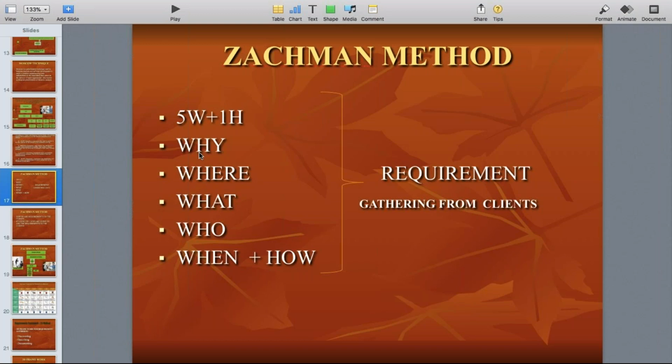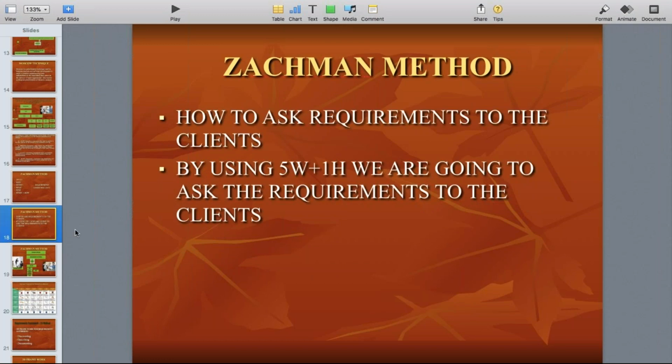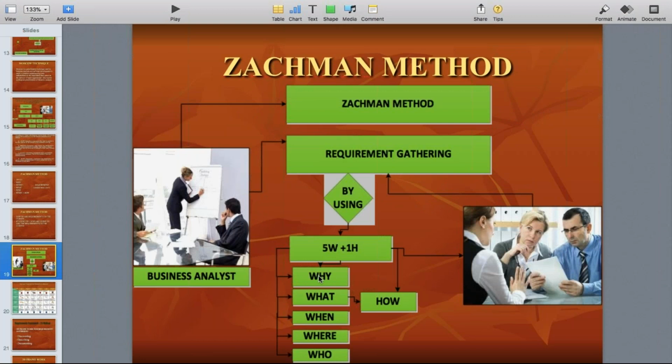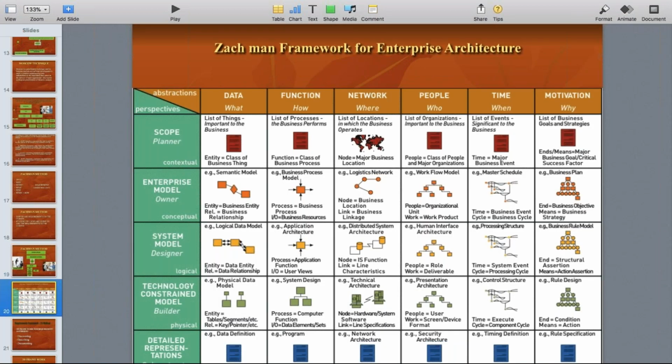How does it work? Where does it work? Why is it so important? Who will work on this? For whom are you designing this? These questions you can ask. This is how to ask for a requirement from the client using 5W1H. See here: why, what, when, where, who, and how.